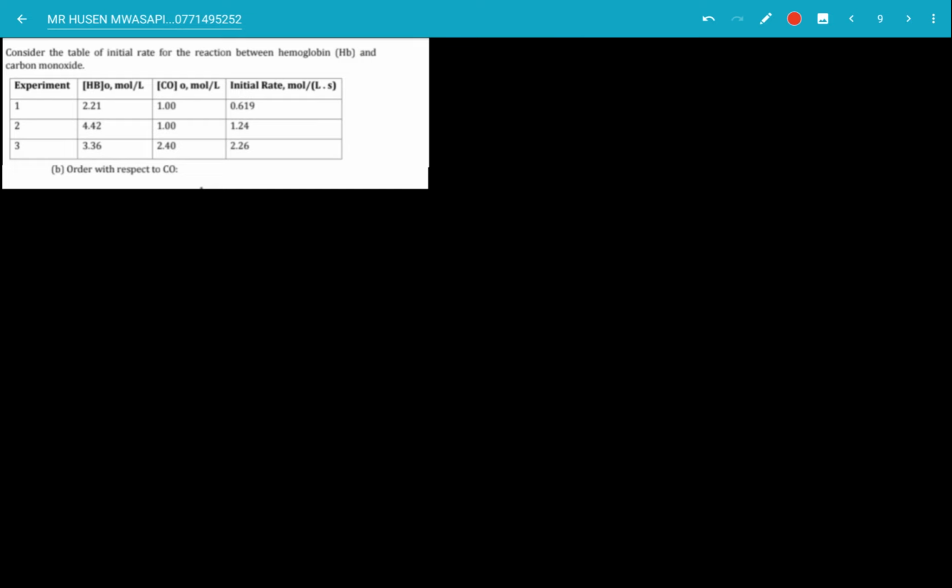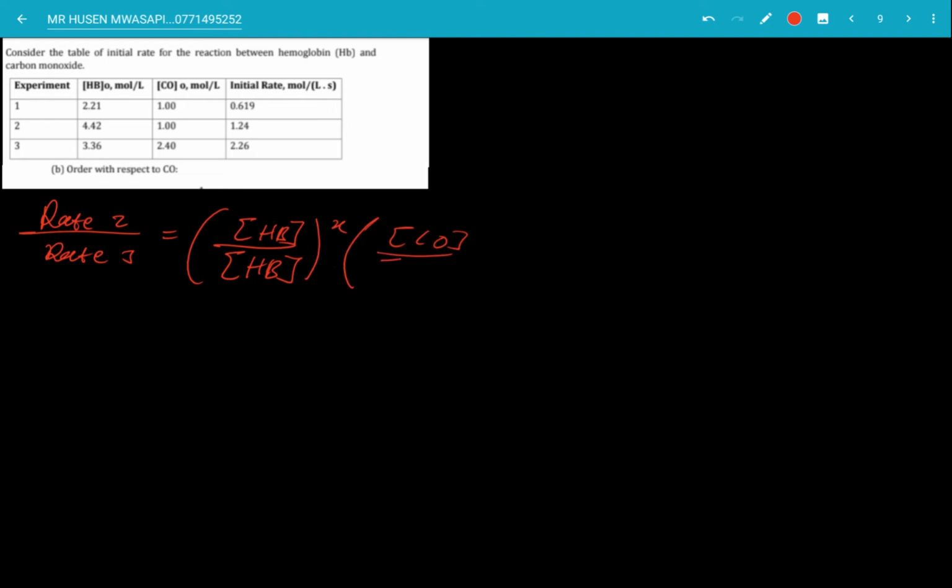So order with respect to carbon monoxide. Alright, so we need to find the one that only changed for carbon monoxide. But in this case, it was quite a bit interesting. We didn't have any other one that was constant. So we're just going to pick rate 2 and rate 3 and see what happens. So you'll get concentration of Hb over the concentration of what? Hb to the x, concentration of CO to the y.